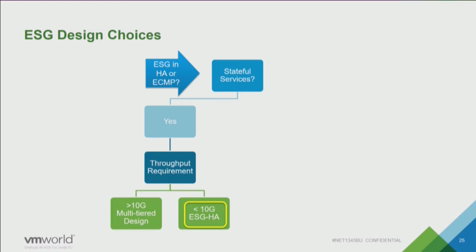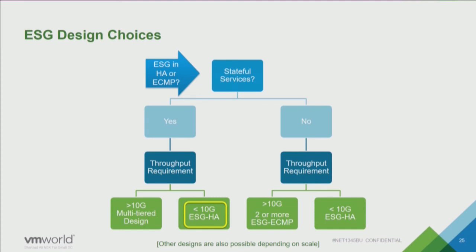So we ask the question, do you need stateful services in your environment? If the answer is yes, we have to then decide what is our throughput requirement. If we need more than 10 gig, then we have to go to a multi-tiered design, which we're not going to really dive into in this presentation because that's pretty uncommon for a small to medium DC. If you're looking at less than 10 gig, we go with our ESG HA mode. If we do not need stateful services, then we go directly to our throughput requirement. If we need less than 10 gig, again, ESG in HA mode is kind of the easy way to go. If you do need more than 10 gig, then we want to look at an ESG with ECMP.